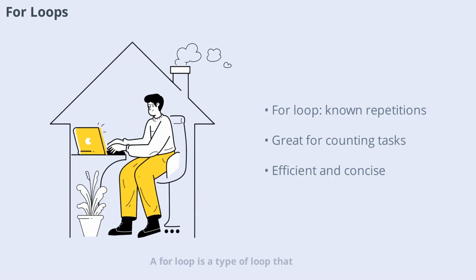A for loop is a type of loop that repeats a block of code a specific number of times. For example, you might use a for loop to print numbers from 1 to 10. The for loop is especially useful when you know in advance how many times you want to repeat something. It helps you write concise and efficient code for tasks that involve counting or iterating over a list.